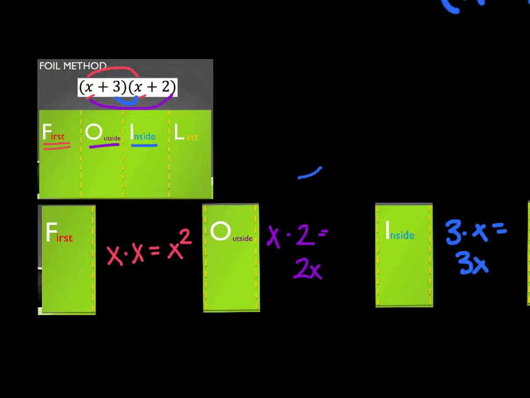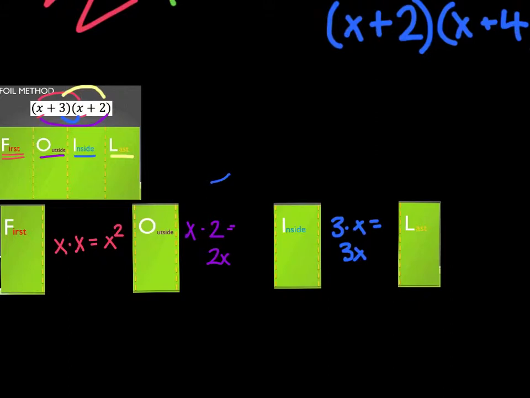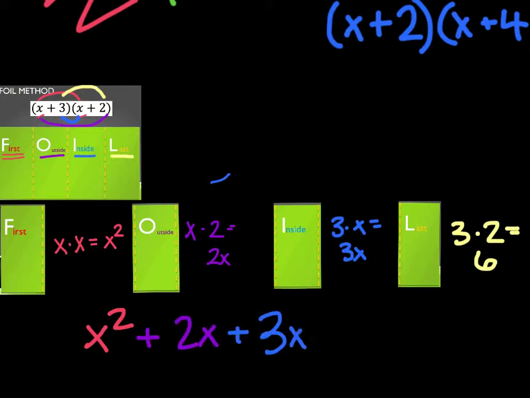And last terms are these ones. We have 3 times 2, which is equal to 6. So rewriting all of this, we can rewrite it as x squared plus 2x plus 3x plus 6.